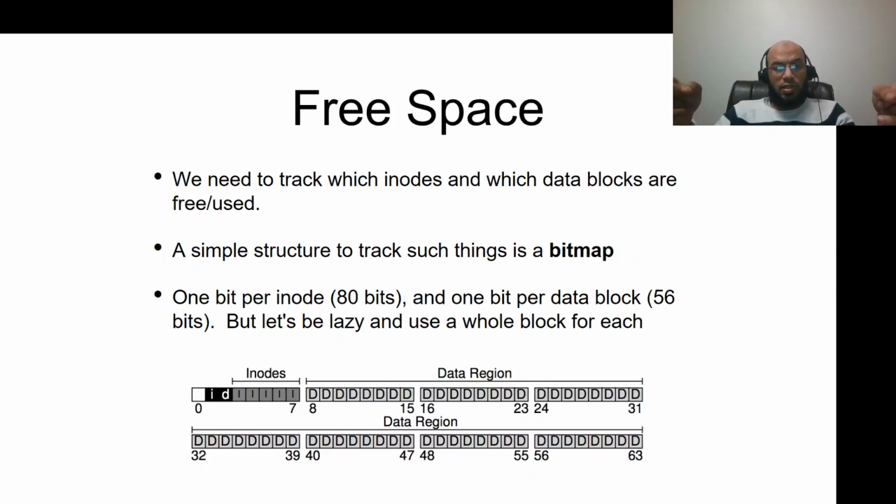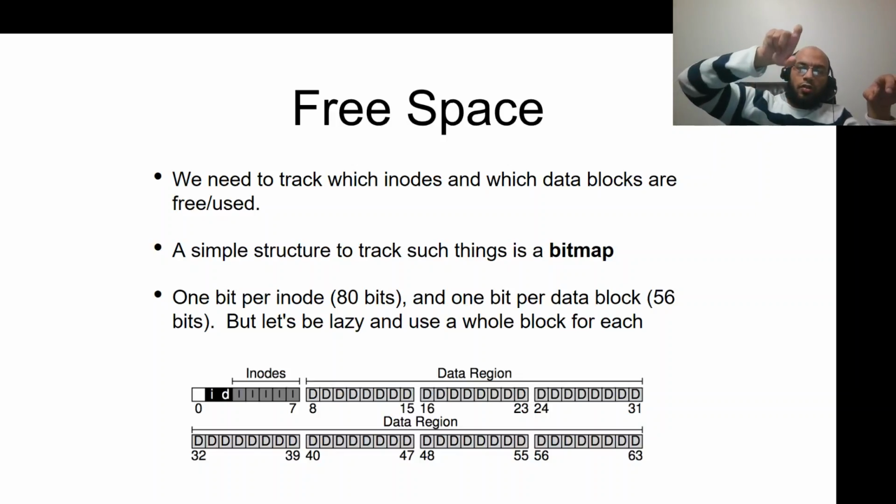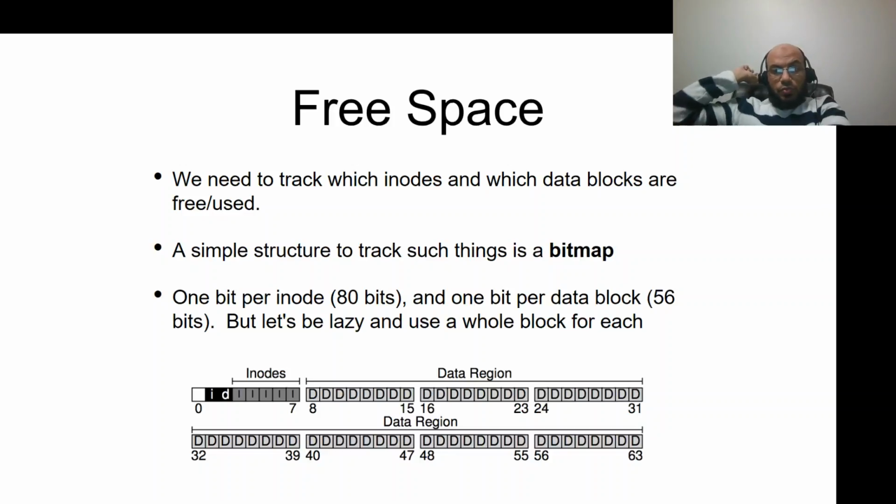So you'll need 80 bits. For each inode you have 1 bit, and if the bit for that inode is 0, that means this inode is not taken. If it's 1, then this inode is taken.